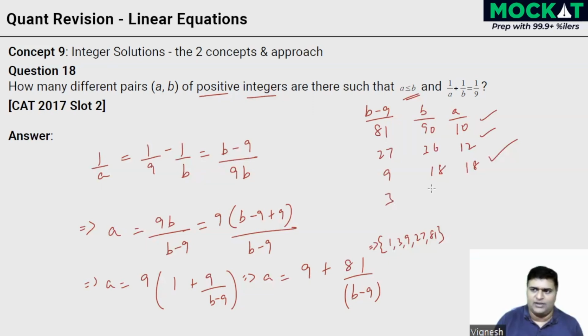I don't want to put a 3 or 12 over here and then see that 81 by 3 is 27 plus 9 is coming to 36. This is not allowed because A is more than B. So 3 solutions over here exist, and we can close it out this way.